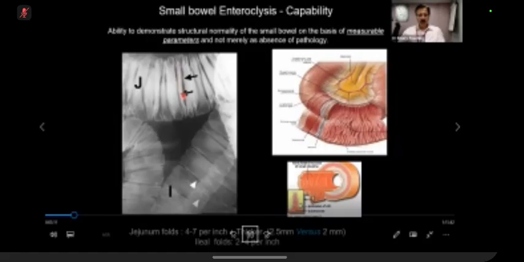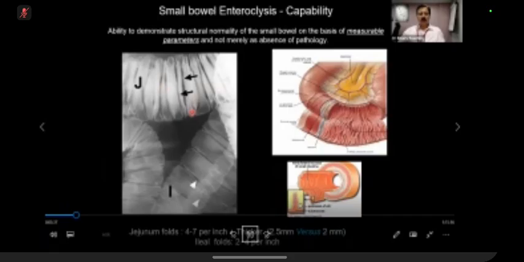How many mucosal folds are here? It is written per inch, and there are 4 to 7 per inch. 1, 2, 3, 4. 4 to 7 per inch. But in the ileum, 2.5 versus 2 millimeter. So this concept is important. Candidate 8, classical exam film.